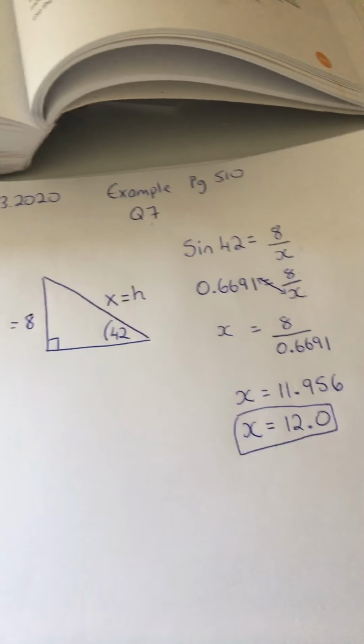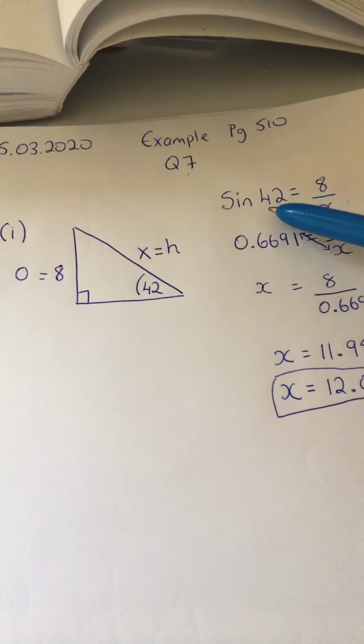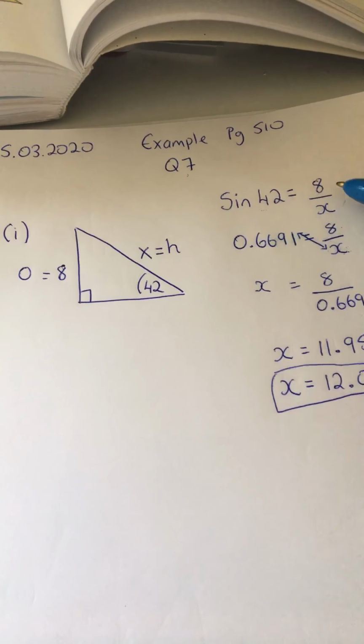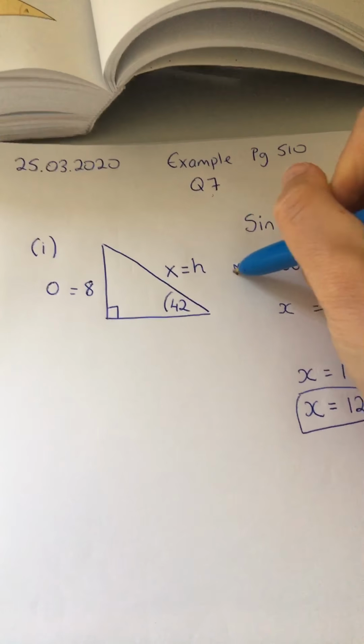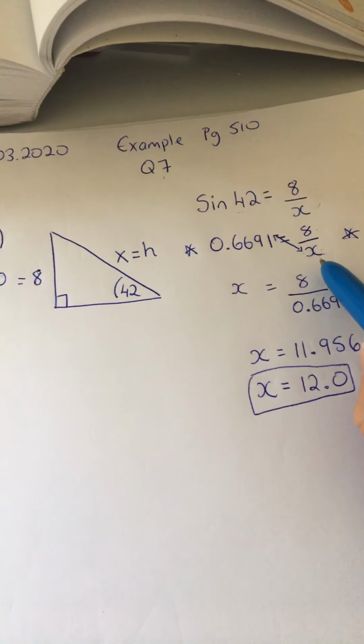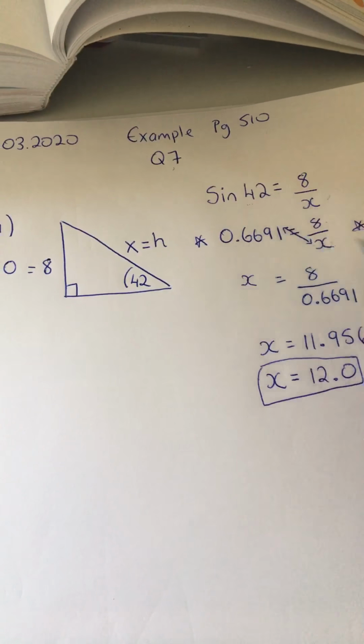Okay, so just to recap there, it is the same process as before. We label the triangles, we decide which to use, sine, cos or tan. You make an equation, but it is this step here that is different. When the unknown is below the line, we cross multiply, meaning we swap those two.